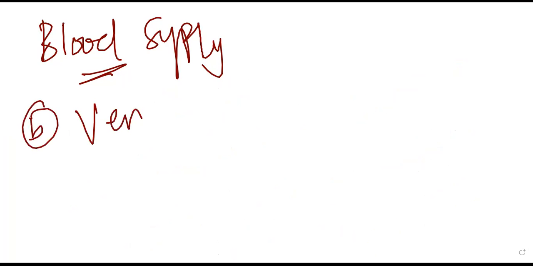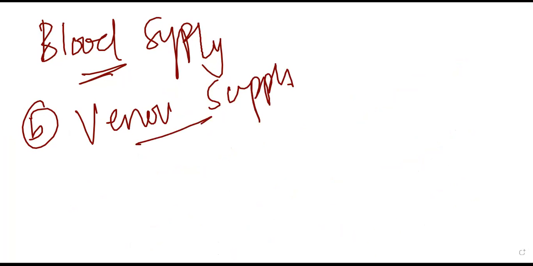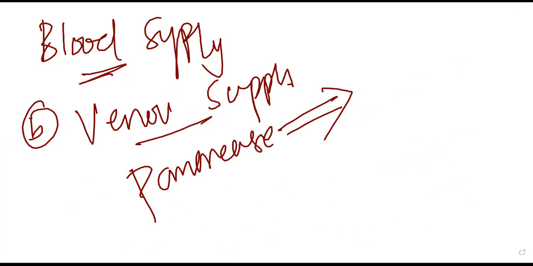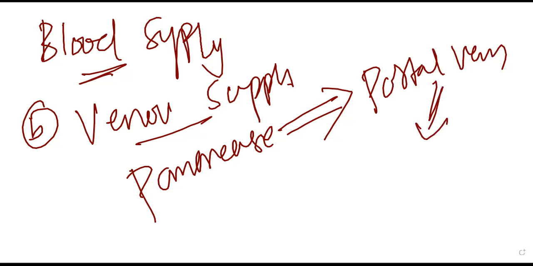Venous supply. The corresponding veins drain into the portal system. These are the corresponding veins of the pancreas, draining deoxygenated blood into the portal vein. And the portal vein goes and connects with the inferior vena cava.